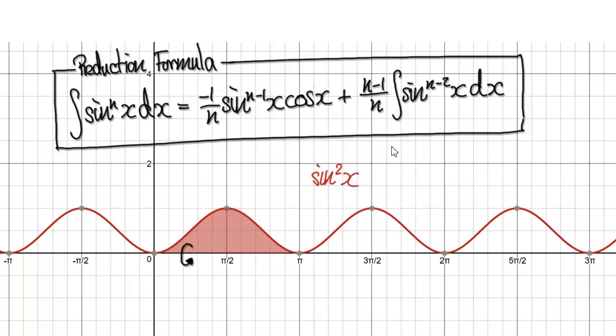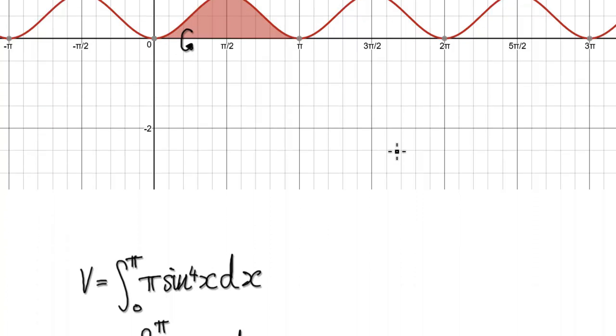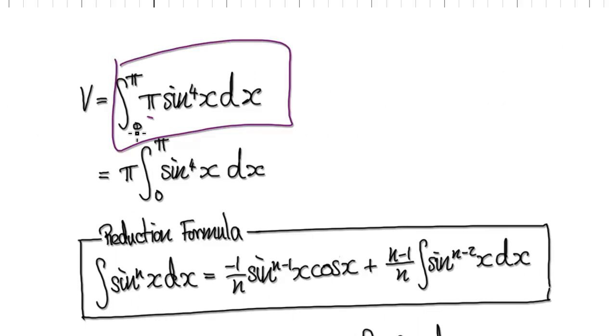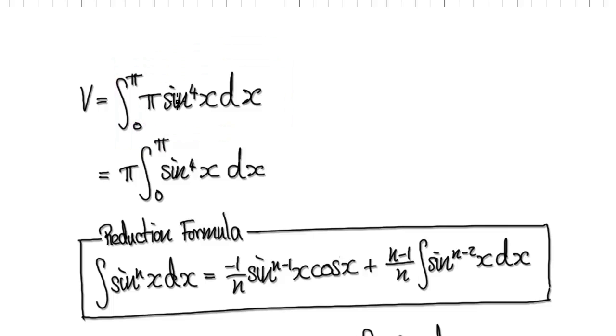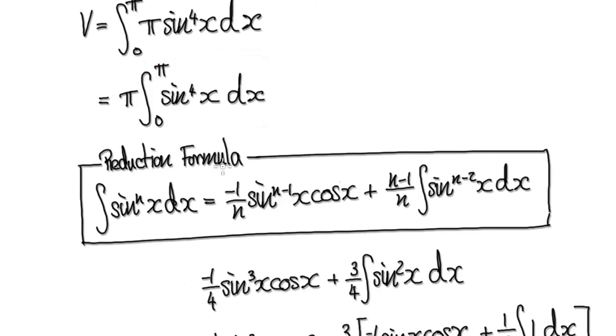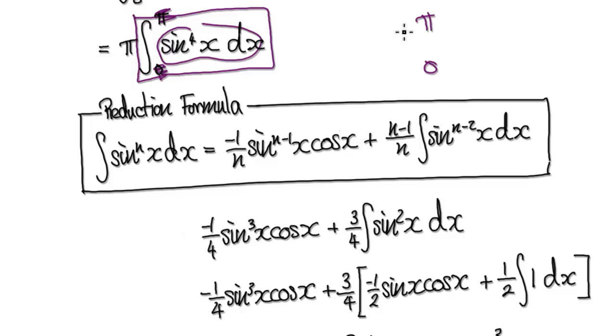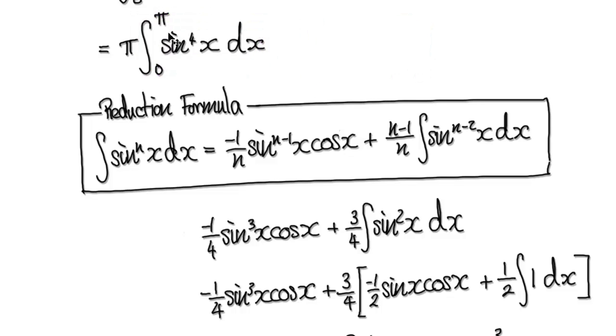So the volume is given by this from 0 to pi. Now this pi here is a constant, so we can take it out. That will then give you this, and then it really boils down to us trying to integrate sine to the power 4 of x. So let's use the reduction formula. Let's just concentrate on this bit, without the 0 to pi. Just try and integrate this, and later on we're going to put 0 and pi into there. Okay? So let's just concentrate on this bit.